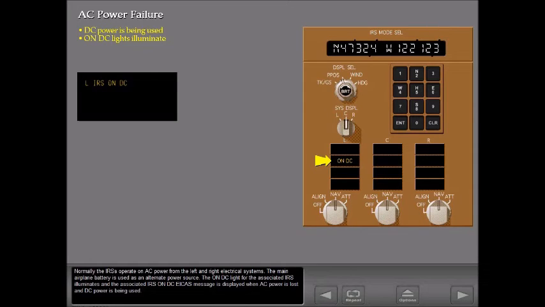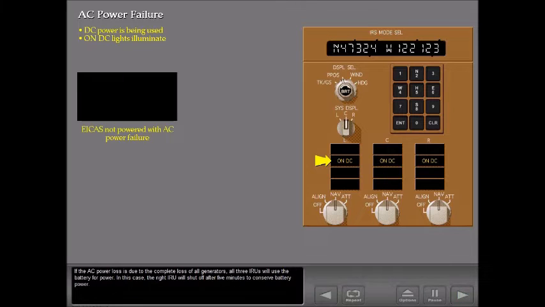Normally, the IRSs operate on AC power from the left and right electrical systems. The main airplane battery is used as an alternate power source. The on DC light for the associated IRS illuminates, and the associated IRS on DC EICAS message is displayed when AC power is lost and DC power is being used. If the AC power loss is due to the complete loss of all generators, all three IRUs will use the battery for power. In this case, the right IRU will shut off after 5 minutes to conserve battery power.